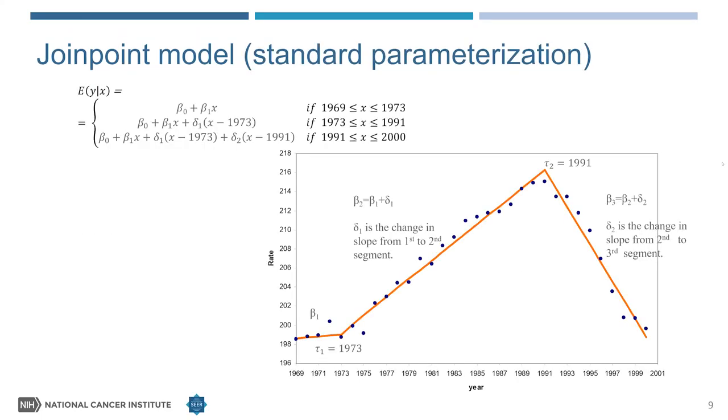This figure further illustrates the same model with the standard form. The first slope is beta 1, the second slope is beta 2, and the difference between them is delta 1. That is, beta 2 is equal to beta 1 plus delta 1. Similarly, beta 3 is equal to beta 2 plus delta 2, which is also equal to beta 1 plus delta 1 plus delta 2.